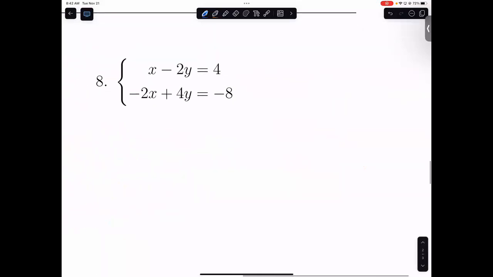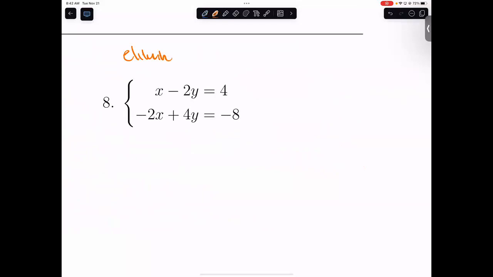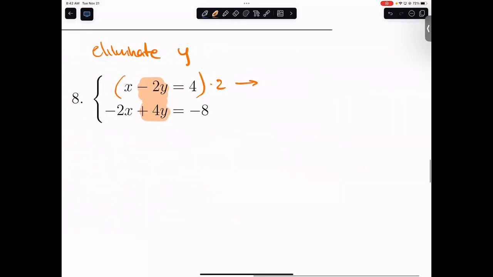Okay, and the second of the one more things, how would we approach this one? What jumps out at you? You can eliminate, okay, eliminate what? y. Why? Okay. If you see something different, then do whatever you see, that's fine. To eliminate y, I need to multiply this one by 2. I'm doing a lot of multiplying by 2. That's not always what you do, right?